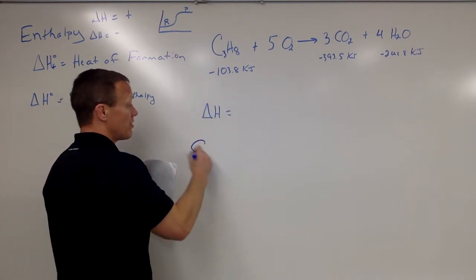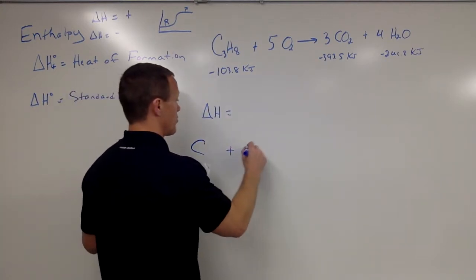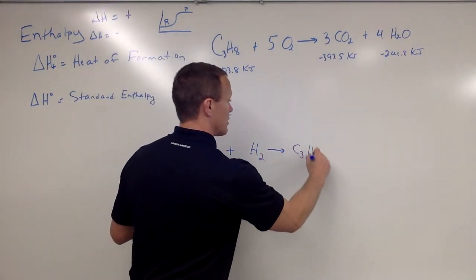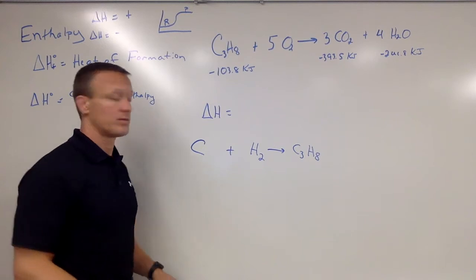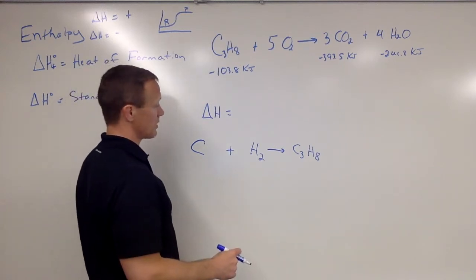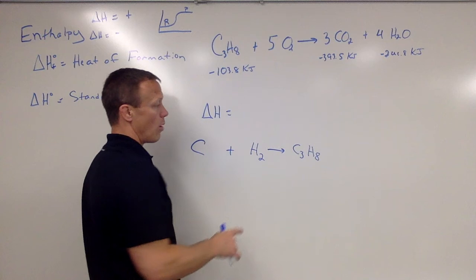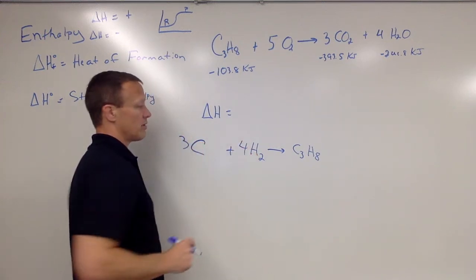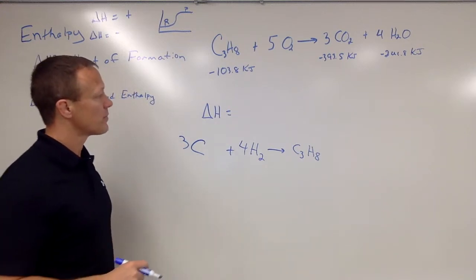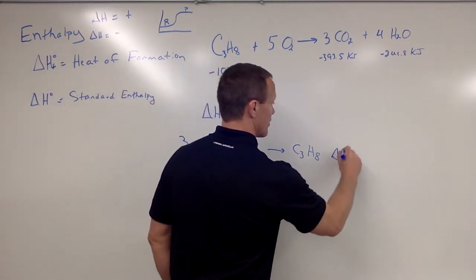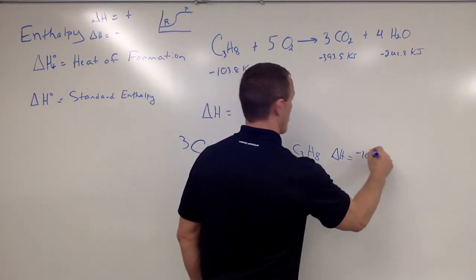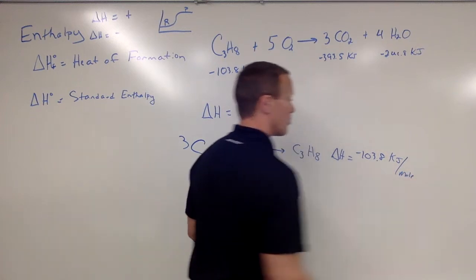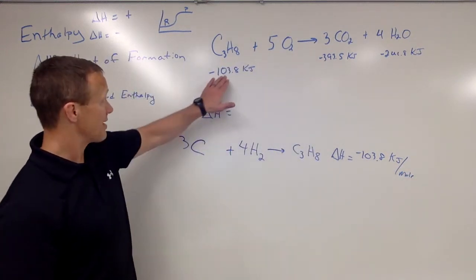What that means is if we take carbon plus hydrogen, which is diatomic, and make that compound. Now, if we balanced it, we always want to keep that as a 1 right there. So this would have to be a 4, and this would be a 3. Remember, there sometimes will be fractions in these, but the overall enthalpy change for this reaction is negative 103.8 kilojoules per mole. So that is the heat of formation.